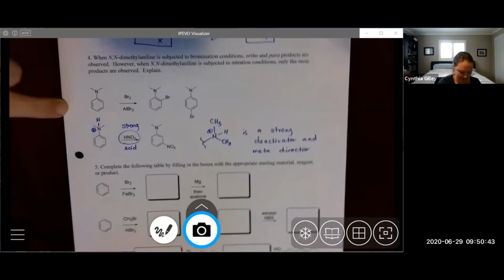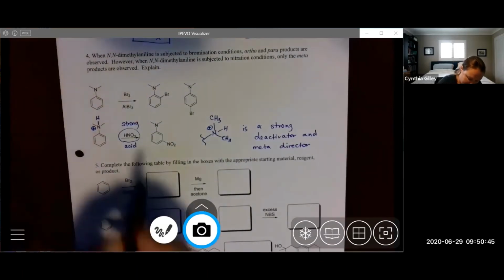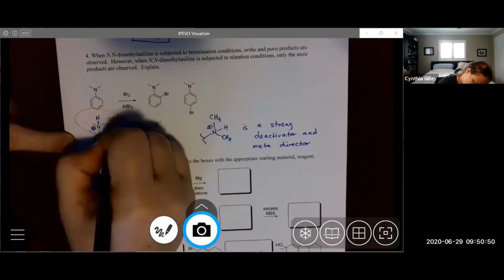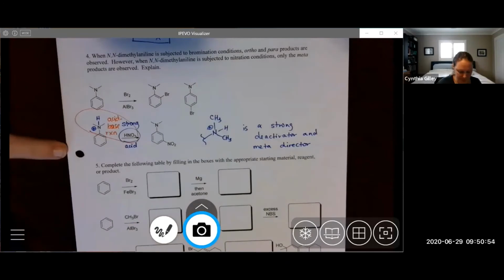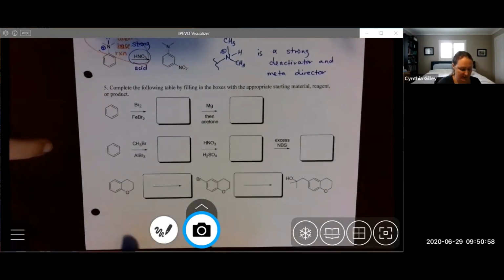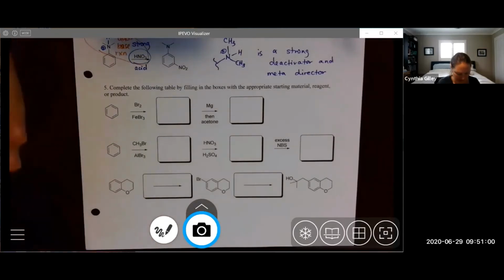And again, it's the acid-base reaction that can occur here. Okay. Moving on, we're going to fill in some boxes, the appropriate product.